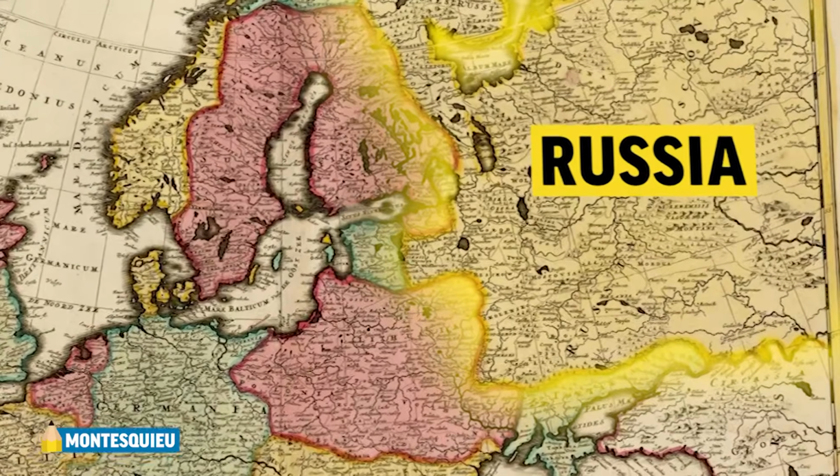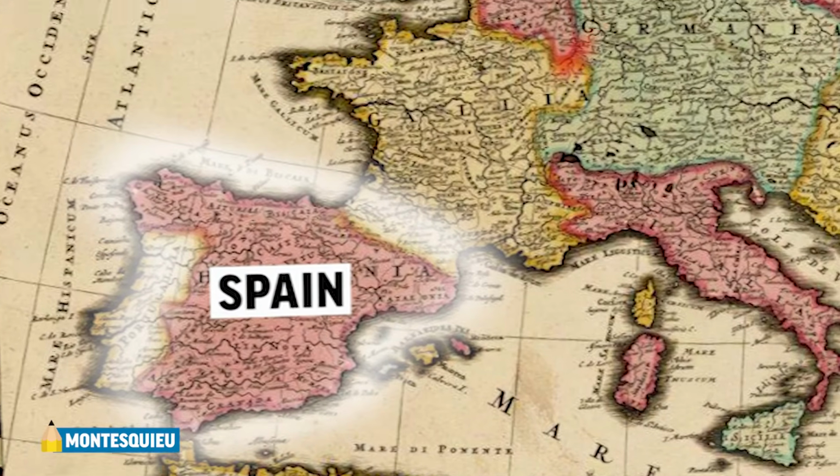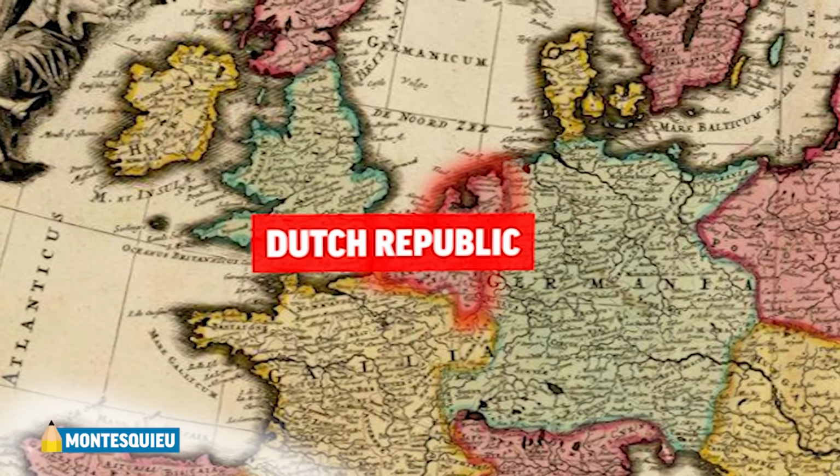Oh, Montesquieu. I will keep this one short, sweet, and to the point. In his book On the Spirit of Laws, he articulated that climate and geography dictated political development. Large nations like Russia often chose despotism, medium nations like Spain opted for monarchy, and small nations like the Dutch Republic tended toward republics.